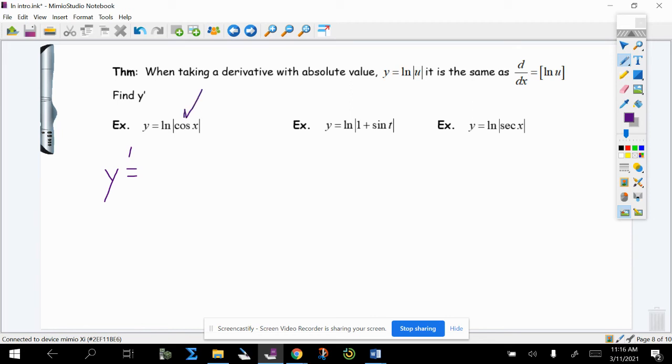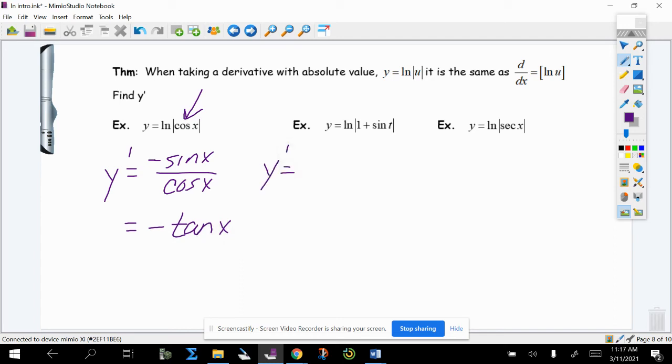So it's still, this is my u piece, it's still the derivative of that over that. So the derivative of cosine is negative sine over the original cosine. And you can leave your answer like that, or you may notice that that is one of our basic identities, that is tangent. So you can write your answer as negative tangent.